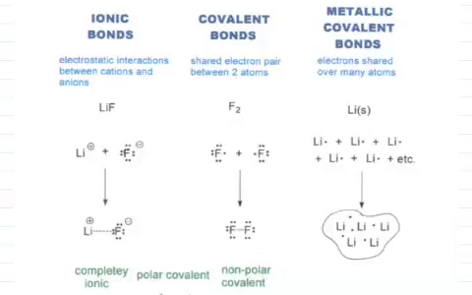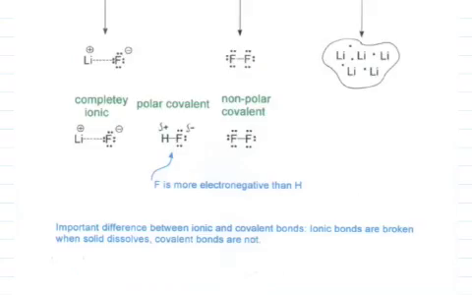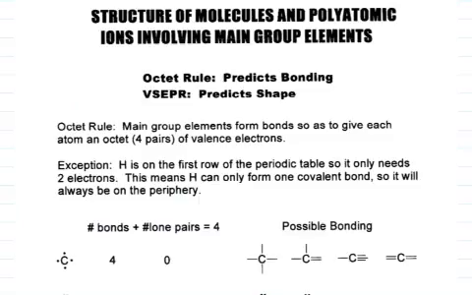Now with metallic bonds, electrons are shared over many atoms. Let's look at solid lithium. As you can see, solid lithium is like a pool of electrons. That's what we call metallic bonding. Now the important difference between ionic and covalent bonds is that ionic bonds are broken when solids dissolve and covalent bonds are not. This is very important to remember.